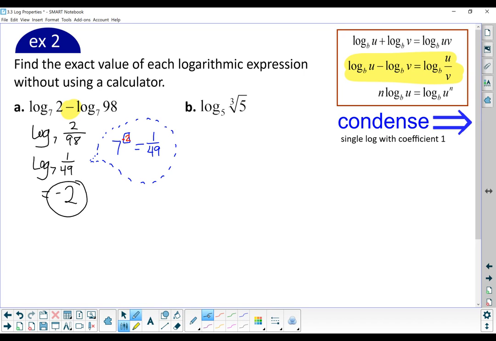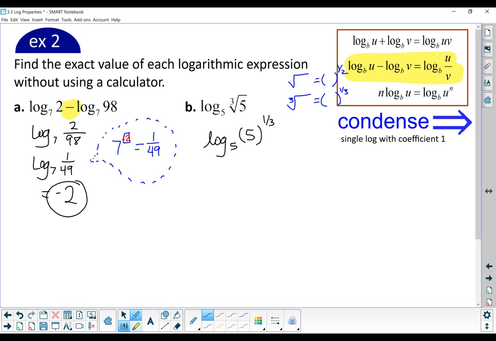All right, this next one, log base 5 of the cube root of 5. Remember that roots are the same as fraction powers. The square root is the same as a 1/2 power. A cube root is the same as a 1/3 power. So I'm going to think of this cube root as a 1/3 power.